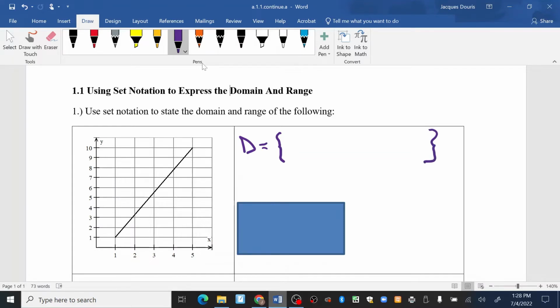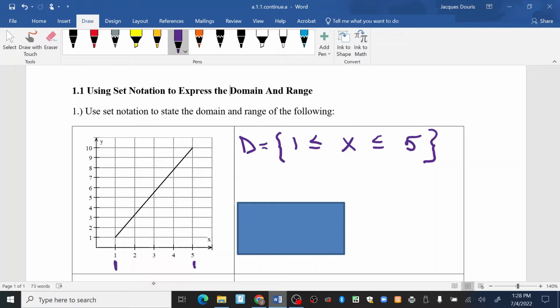The way I do this is I look at the lowest x value and the highest x value. The lowest x value is 1 and the highest x value is 5. Then I put an x right here, and I say 1 is less than or equal to x, and x is less than or equal to 5.